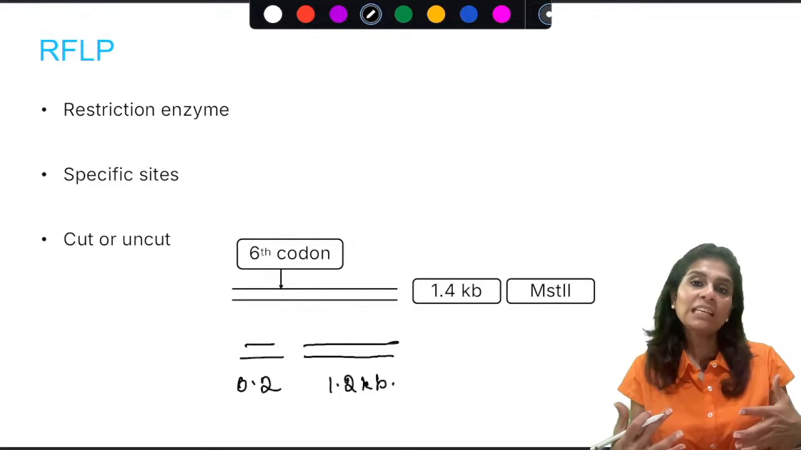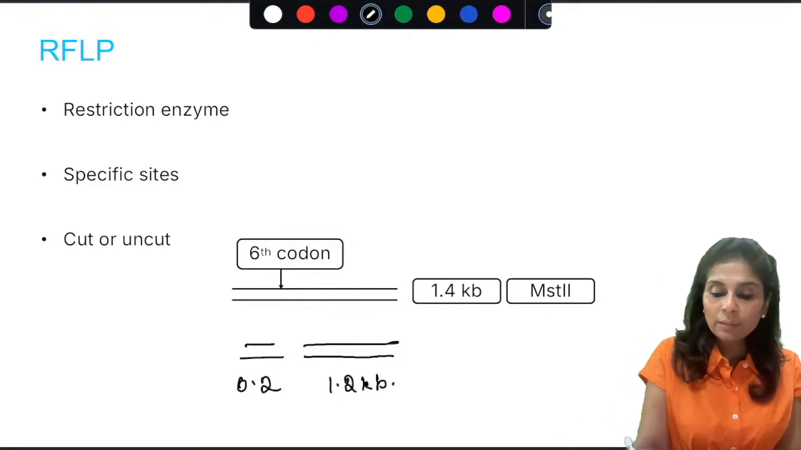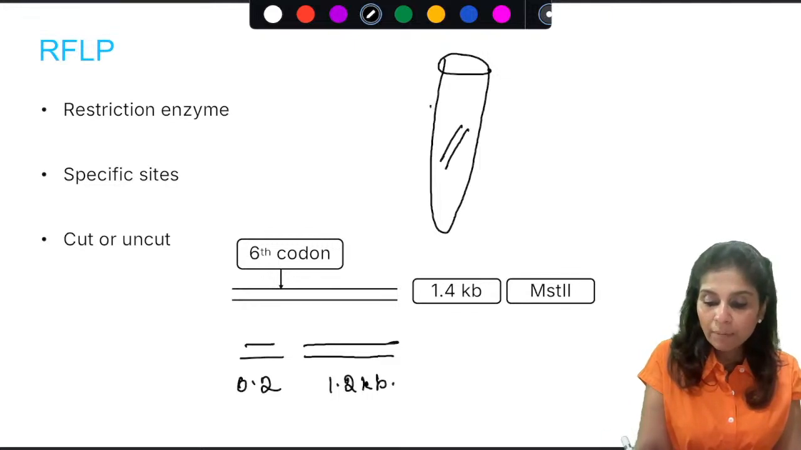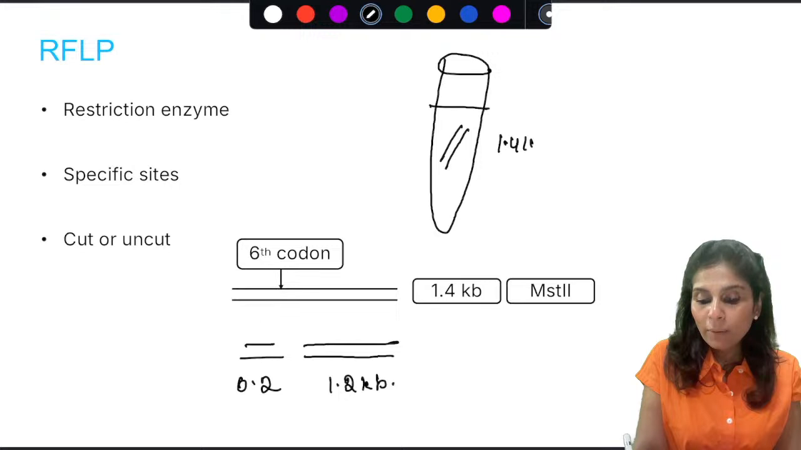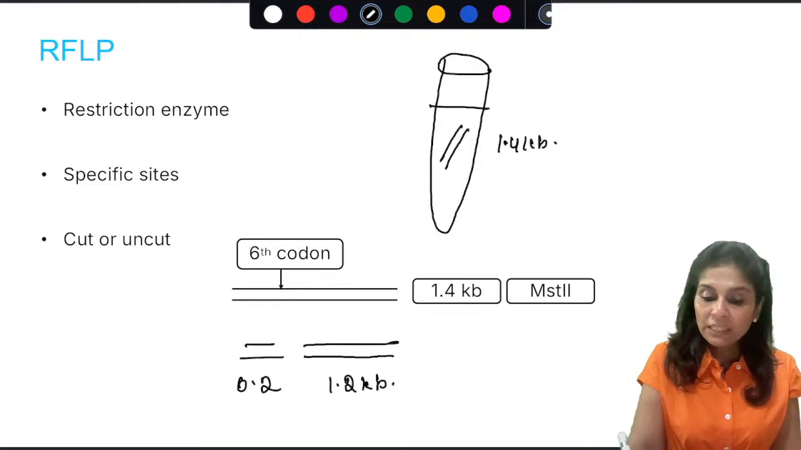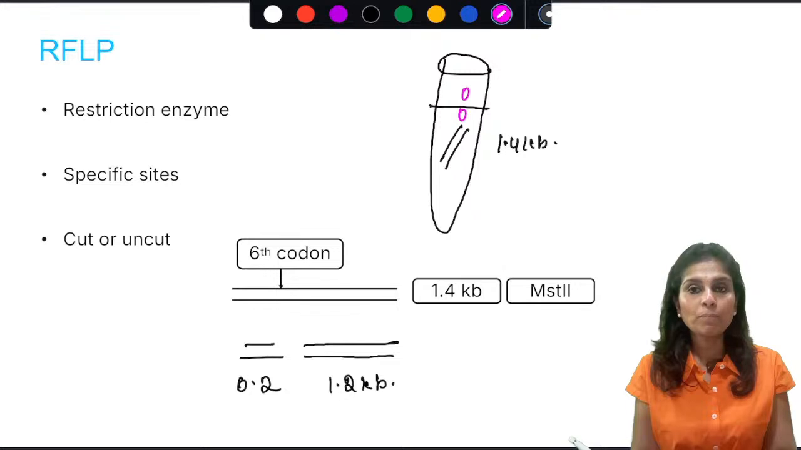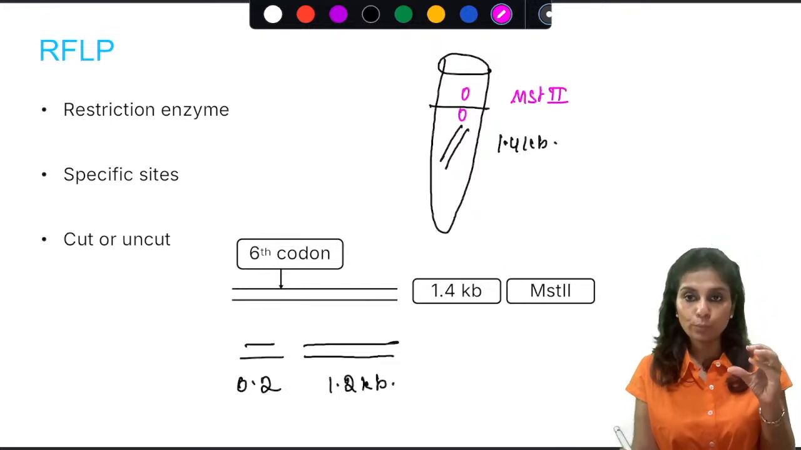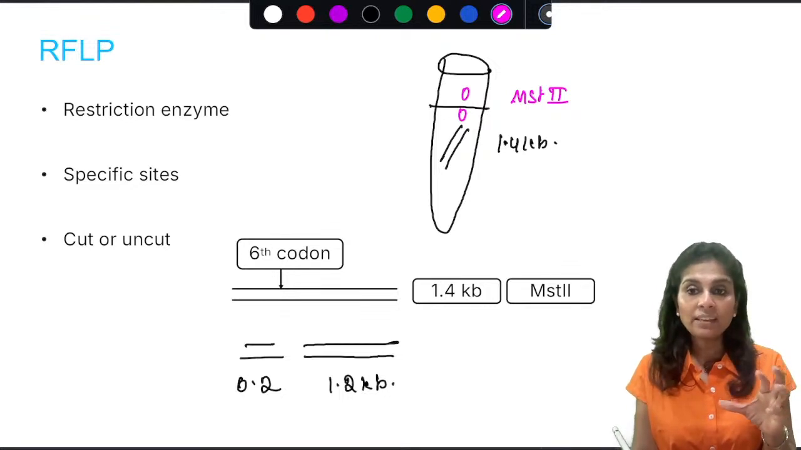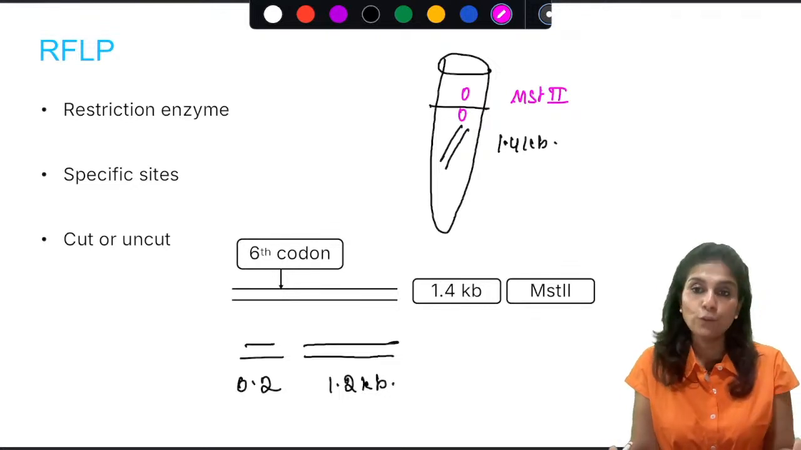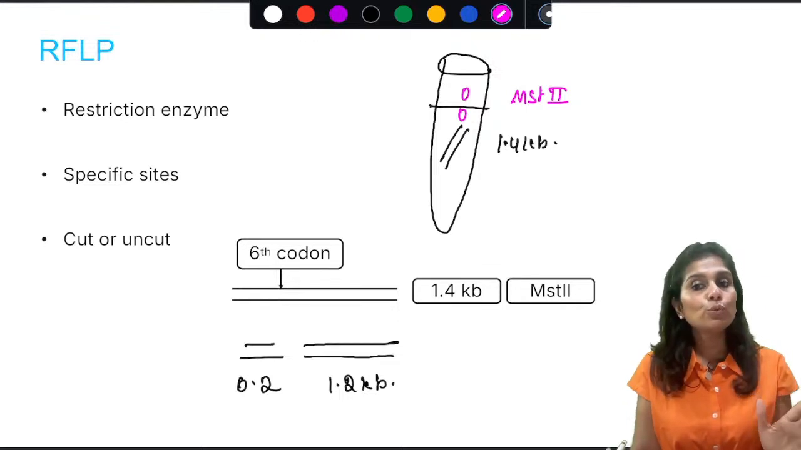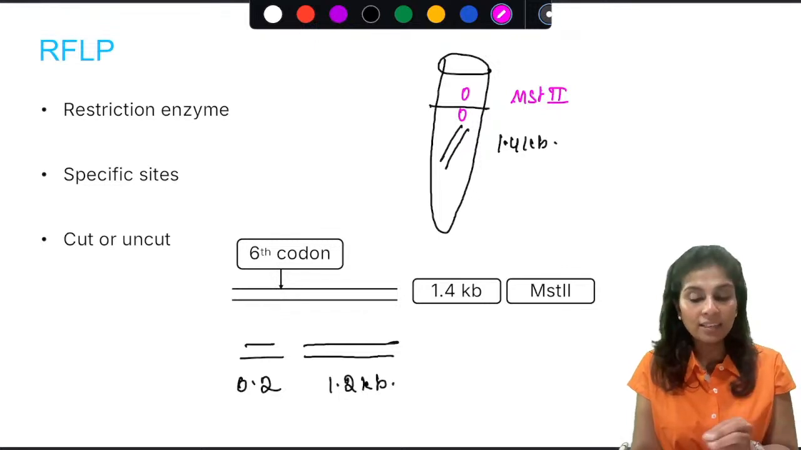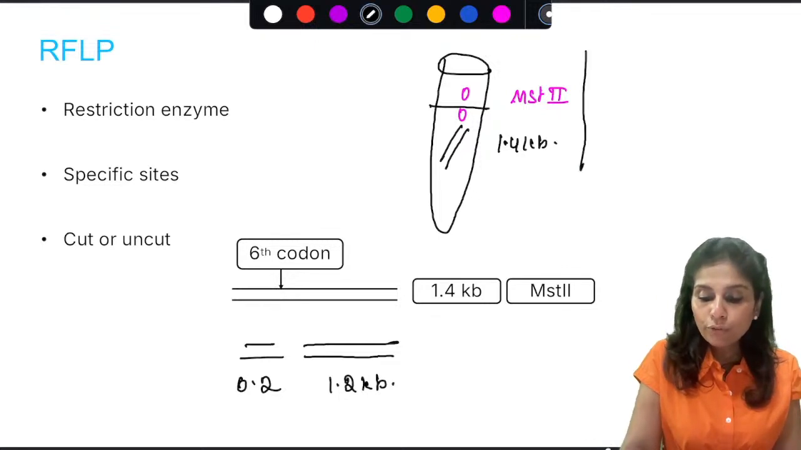So how will I use this information for diagnosis? I subjected the DNA that was extracted to PCR. Following PCR, this is the PCR product that I have, the length of which is 1.4 kilobase pair. Into this PCR tube, I add the restriction enzyme. What is the name of the restriction enzyme? MstII. And I incubate this tube. Okay. And during this incubation period, I expect the MstII to cut it if it's normal. It will not be able to cut it if it's mutated. Right. After the incubation period, to find out whether it is cut or uncut, I run these fragments through electrophoresis.